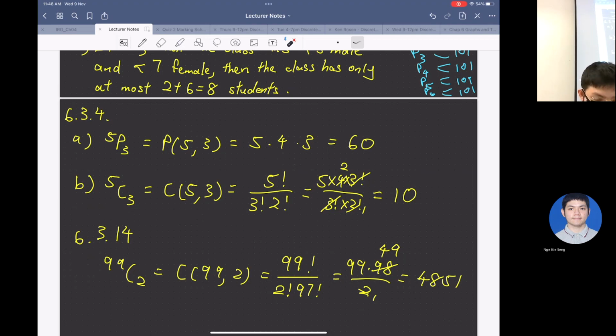And then 6.3.14. In how many ways can a set of 2 positive integers less than 100 be chosen? So you just choose 2 positive integers out of 99. Okay, so it's 99 choose 2.